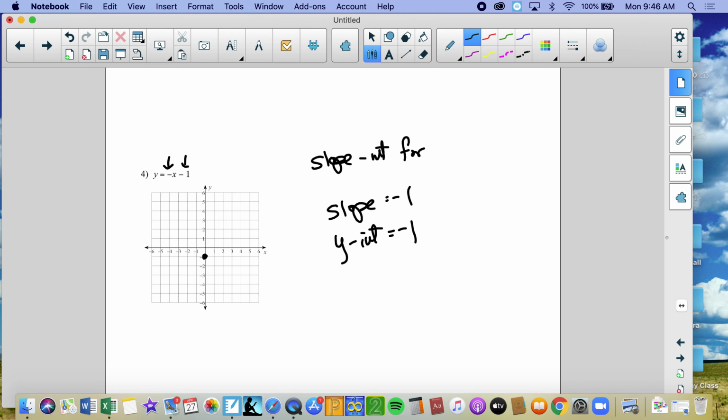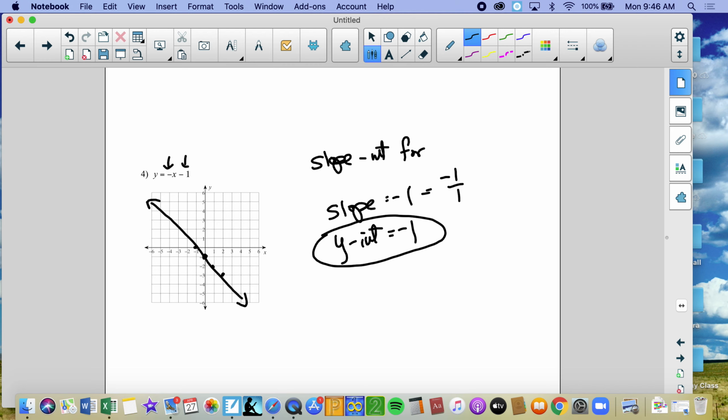I always plot the y-intercept first, and then I use the slope. Slope is rise over run. -1 is a fraction, -1 over 1. So I'm going to go down 1, right 1, down 1, right 1. I also could have gone up 1, left 1.